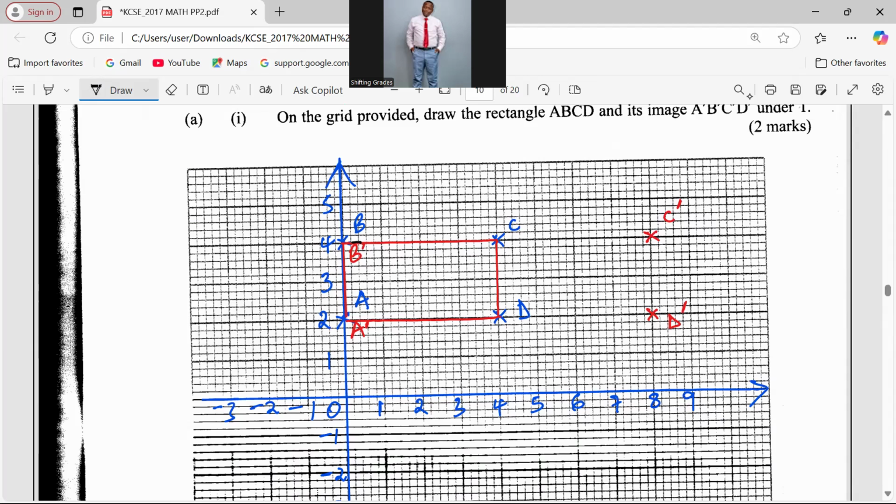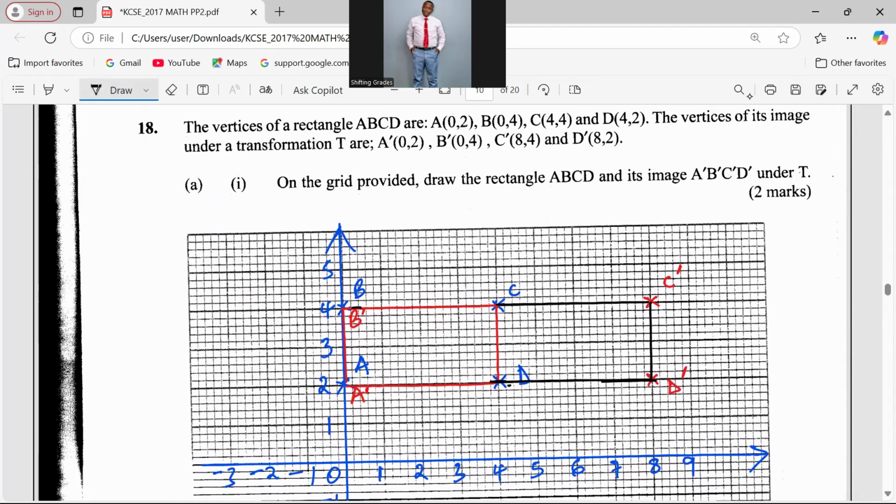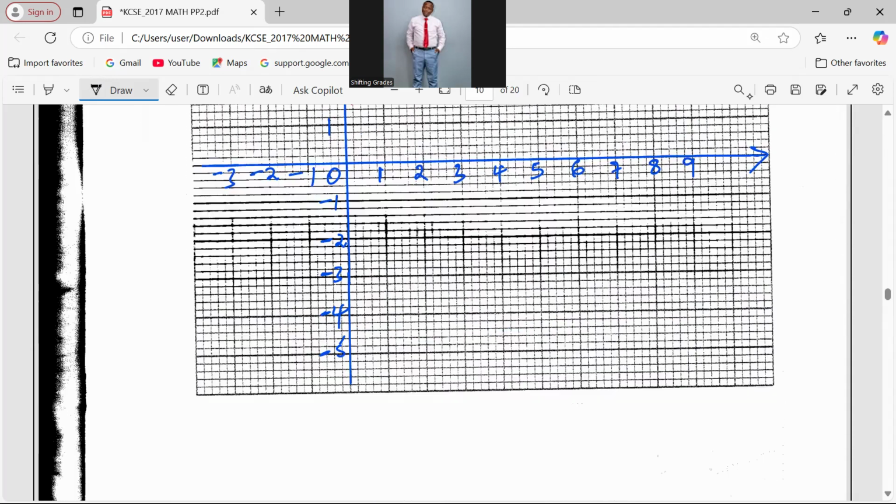So the new rectangle is now enlarged and pushed to where the two new coordinates are. This is now the new rectangle. Remember, the new rectangle begins from the y-axis all the way to where C prime and D prime are. So now we have the rectangle and its image.